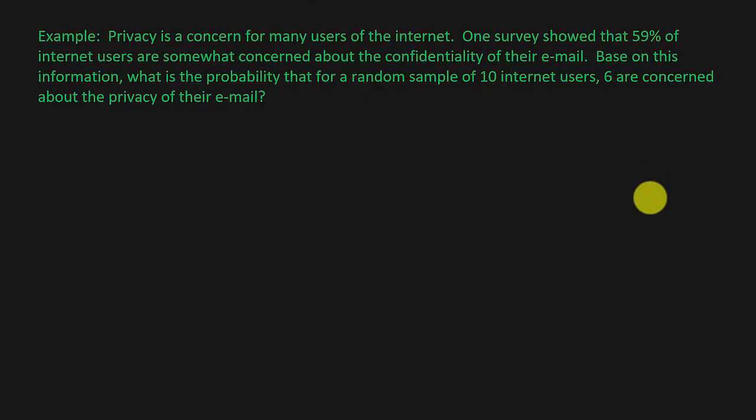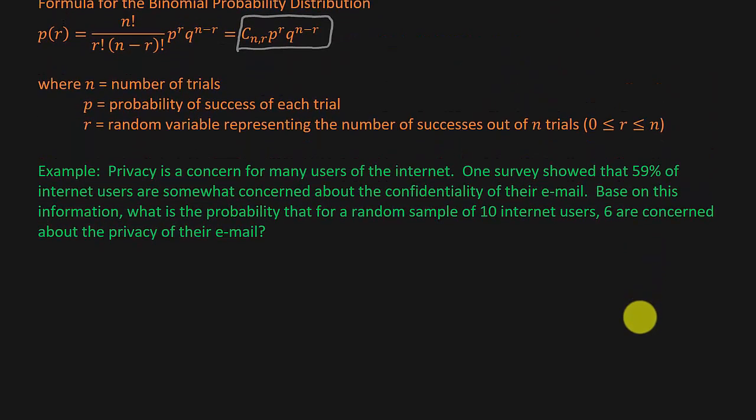All right, so let's take a look at this example. We're going to find this probability, and we're going to use the formula. Okay, so it says privacy is a concern for many users of the internet. One survey showed that 59% of internet users are somewhat concerned about the confidentiality of their email. Based on this information, what is the probability that for a random sample of 10 internet users, 6 are concerned about the privacy of their email.